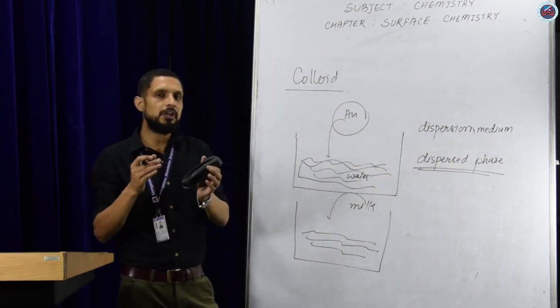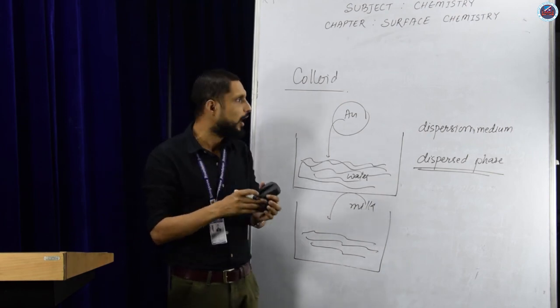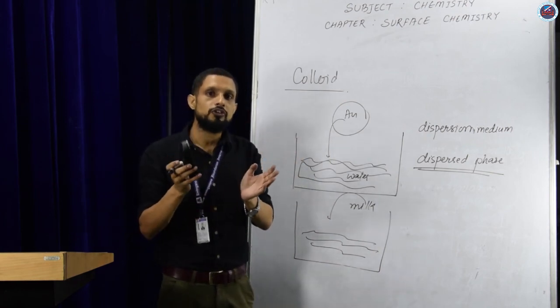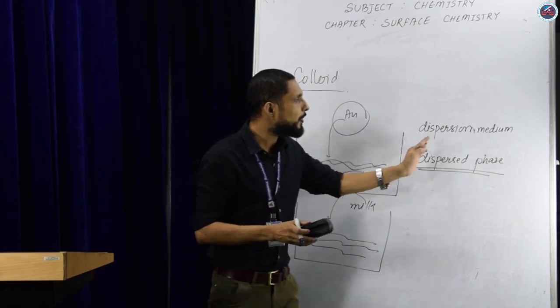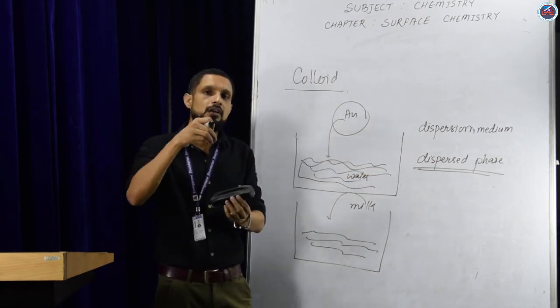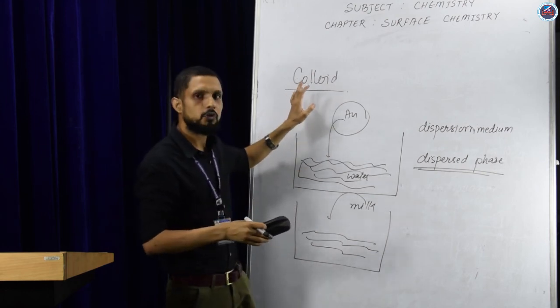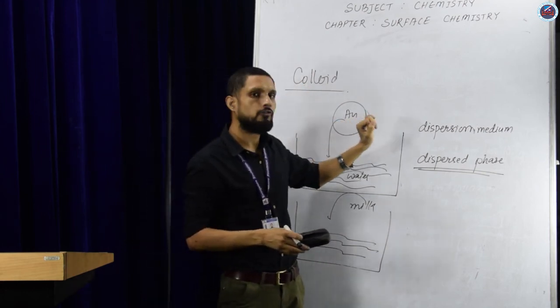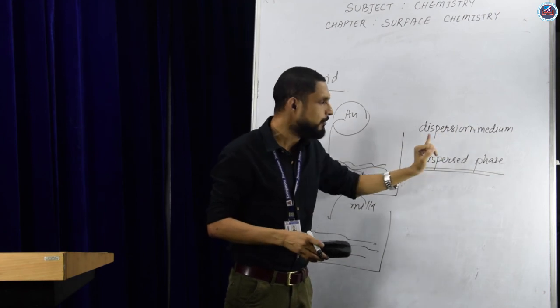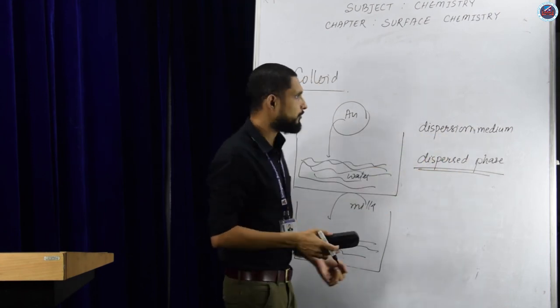So dispersion medium, we can say the substance where the colloidal solution is prepared, and dispersed phase, we can say the particle which is added to the dispersion medium to form colloid. So the two components of colloid are dispersion medium and dispersed phase.